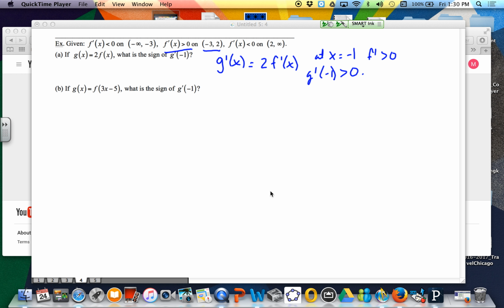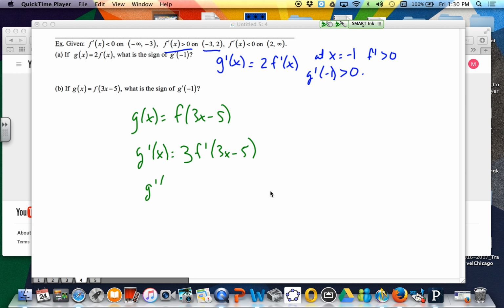For b, if g of x is equal to f of 3x minus 5, what's the sign of g prime of negative 1? Well, g of x is equal to f of 3x minus 5, so g prime of x is equal to f prime of 3x minus 5 times the derivative of what's inside, which is 3. I just use the chain rule. So g prime of negative 1 is 3 times f prime of 3 times negative 1 minus 5. Well, that's 3 times f prime. 3 times negative 1 is negative 3 minus 5 is negative 8.